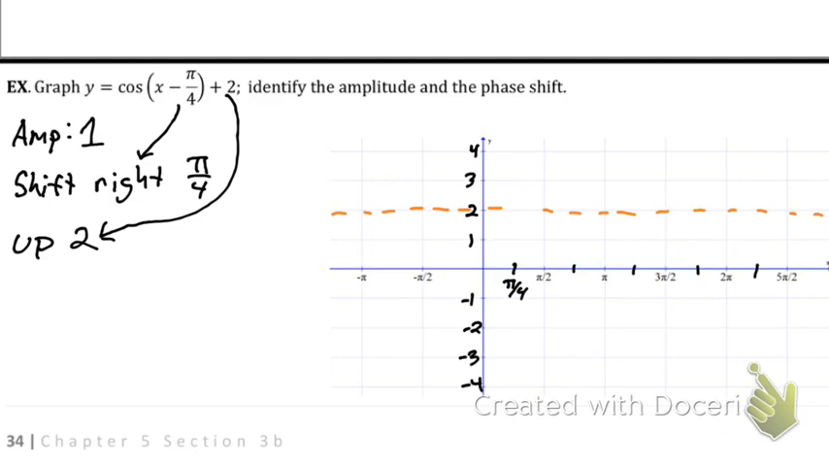Now I have to worry about the amplitude. Amplitude's 1, and our shift. We're supposed to go right pi over 4 with an amplitude of 1. So we're just going to start right here. It's a cosine, so we start high. So it's going to start right there. Then cosine always goes back down to the sinusoidal axis. Then it goes down 1, goes back to the sinusoidal axis, and it goes up 1.